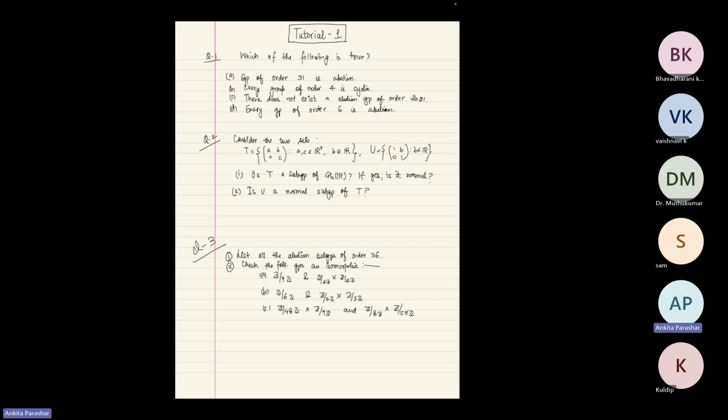So first is, a group of order 31 is abelian. You have to see whether this is true or false. Group of order 4 is cyclic. And does there exist an abelian group of order 2021? And a group of order 6 is abelian. So you can start thinking and trying, and we can start discussing which of the following is true. So the question is clear, right, to all of you?